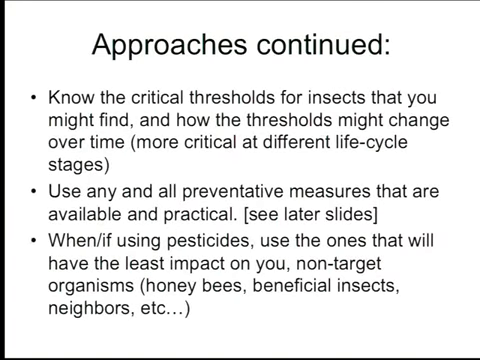Know the critical thresholds. So you establish your thresholds. That is, I'm willing to support 10% damage in my tomatoes or whatever. Use all the preventative measures that are available and practical. And if using pesticides, which could be botanical insecticides, not chemical, use the ones that will have the least impact on you, the non-target organisms, especially the beneficials, your neighbors, and the bees. Next.